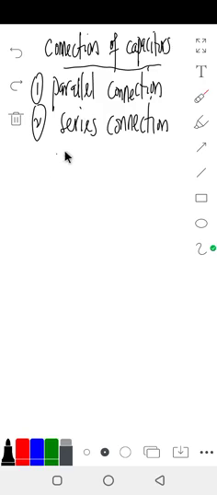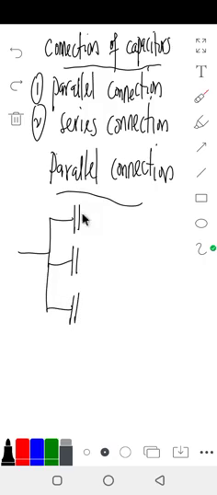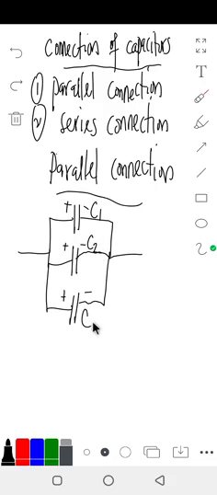When capacitors are connected in parallel, let me assume you have 3 capacitors connected in parallel. They have the same potential difference across them, but they don't store the same charges. It can be 2, it can be 3, it can be 4. Let me call the capacitance of this one C1, this one C2, and this one C3.